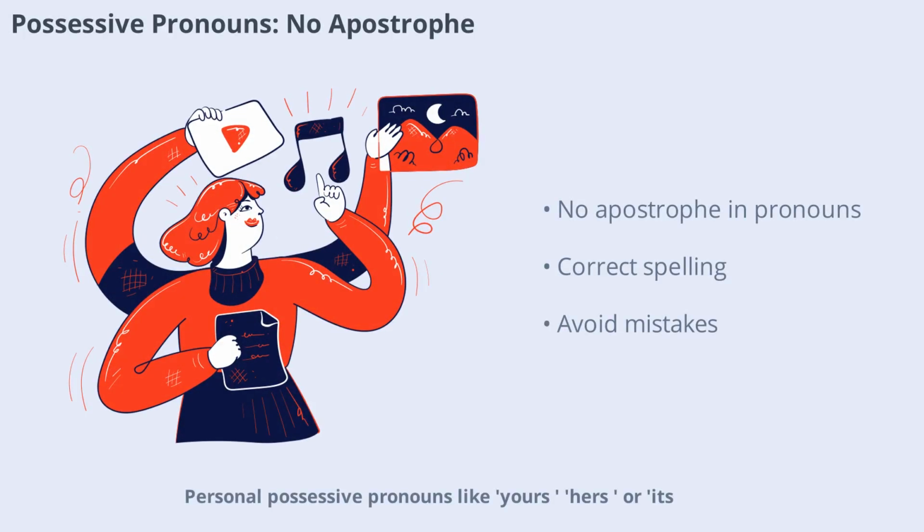Personal possessive pronouns like yours, hers, or its are formed without an apostrophe. For example, it was signed as yours, Namrata. This rule helps avoid common spelling mistakes.